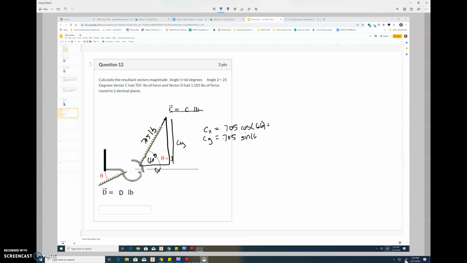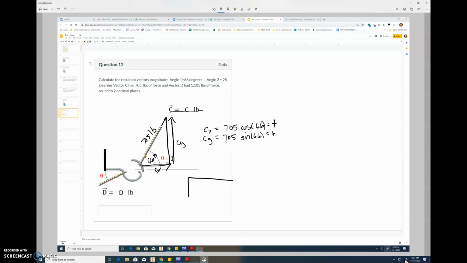Now, if you want to, you can set up a triangle and use SOHCAHTOA, but the fast formulas are essentially the hypotenuse times the cosine for the x and the hypotenuse times the sine for the y. We're going to do the same thing for vector D. Notice that vector C in the y direction is a positive number, and in the x direction it's a positive number. So we're going to leave those as positive.